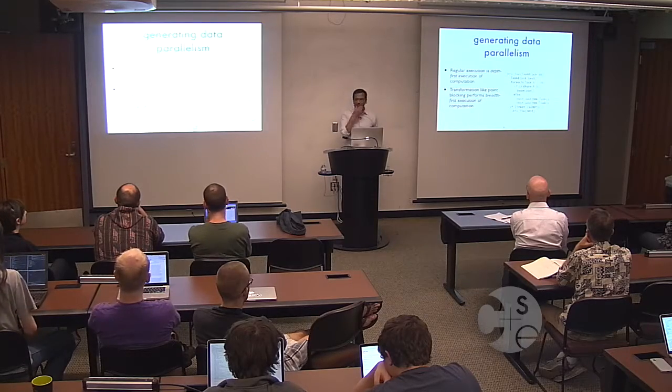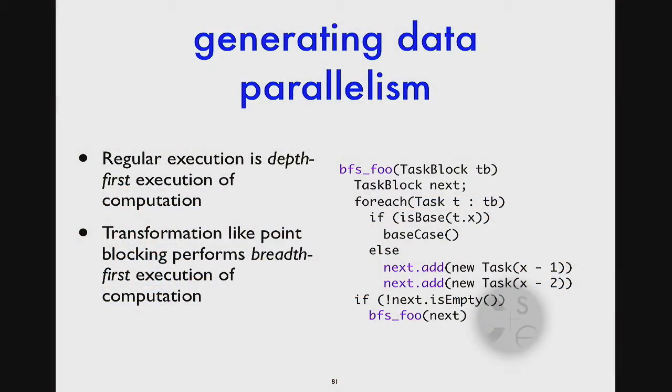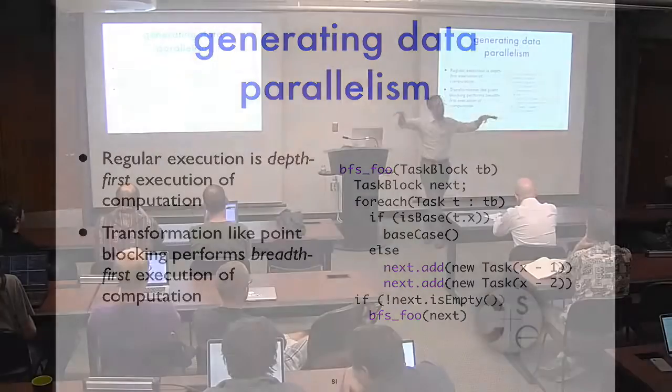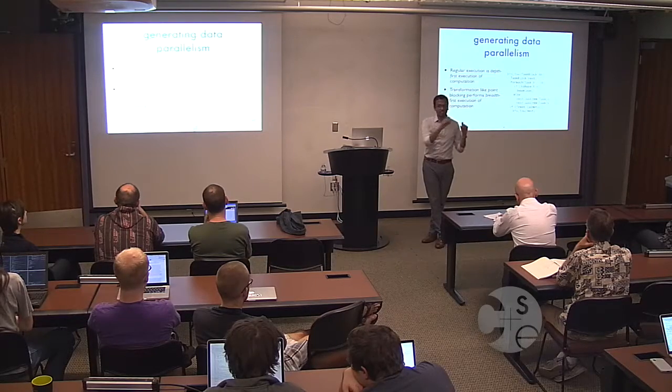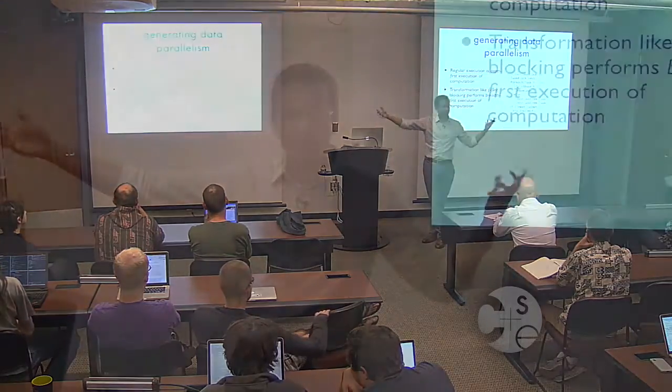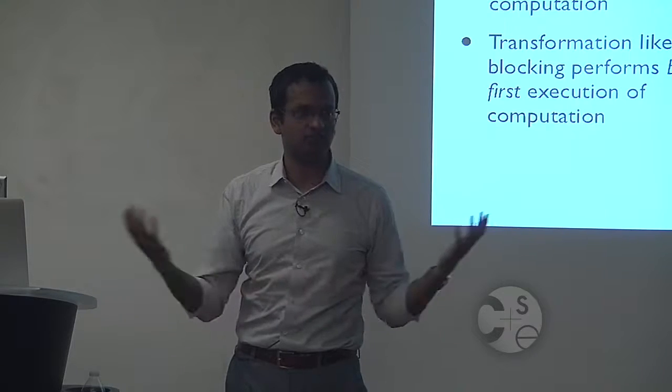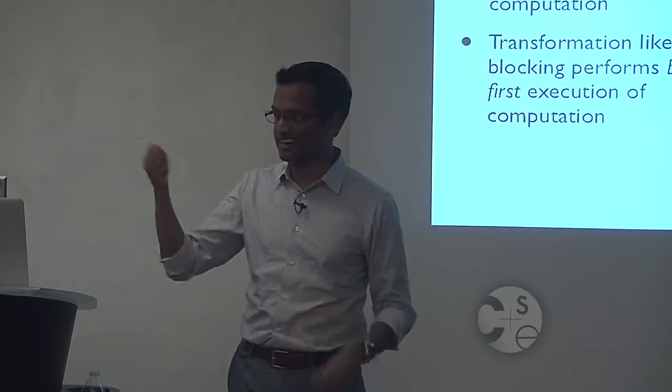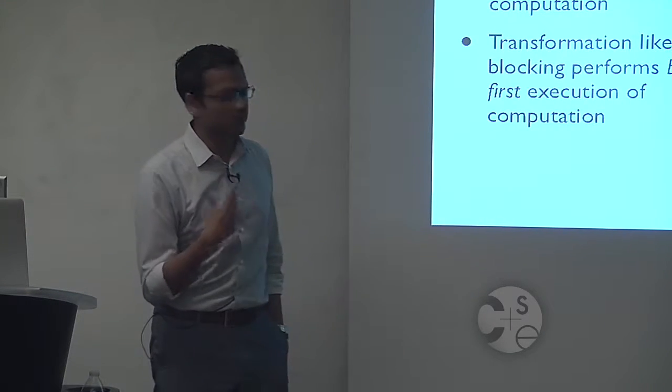So first, let's talk about how to generate data parallelism. Intuitively, there's a tremendous amount of data parallelism in recursive task parallel programs, because as I spawn off tasks, I'm recursively spawning off more and more tasks. I have a bunch of independent tasks that, if I could put them together into a vector, that's data parallel. It's just for each task, do some work. So can I do this efficiently?